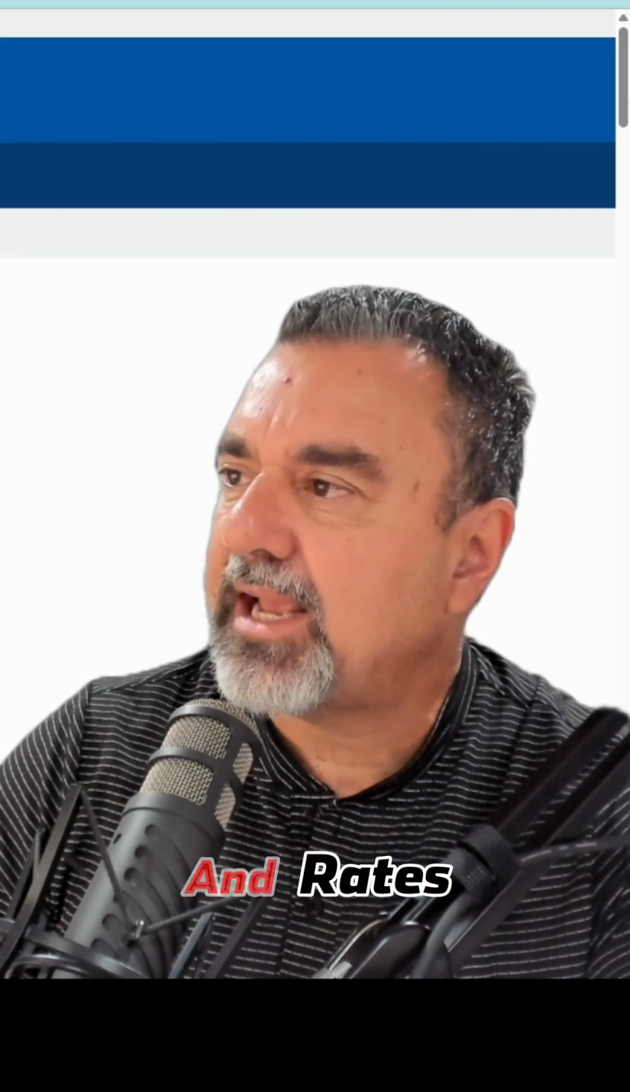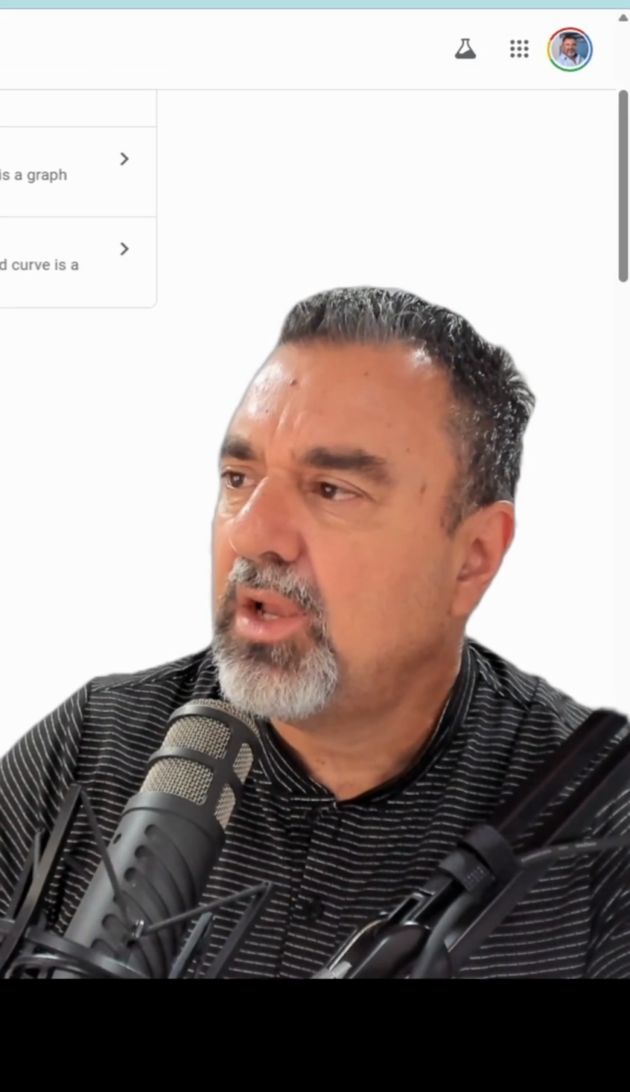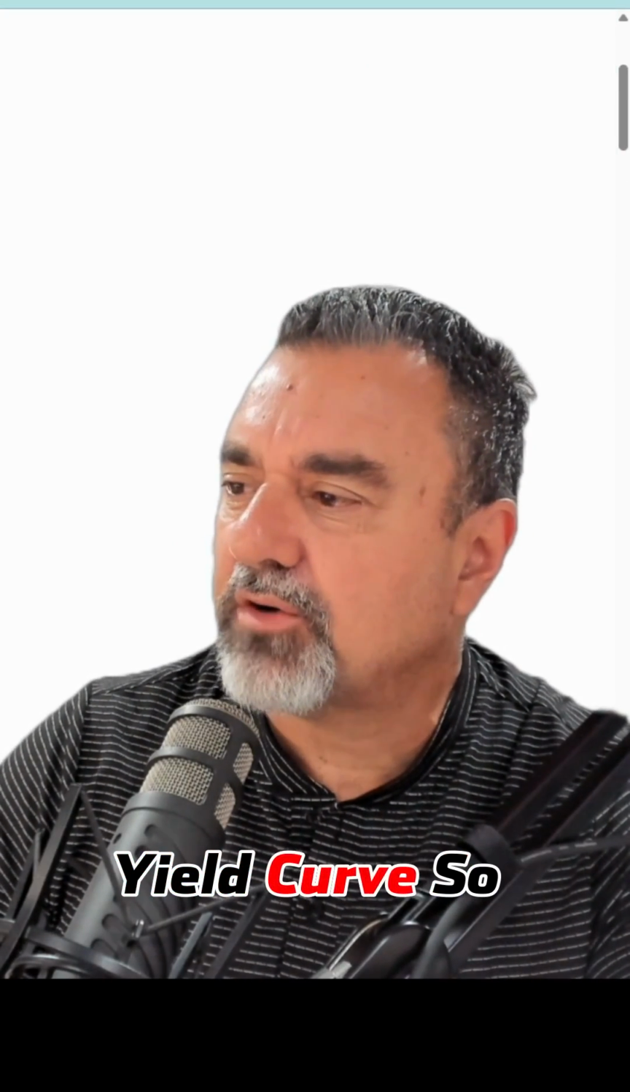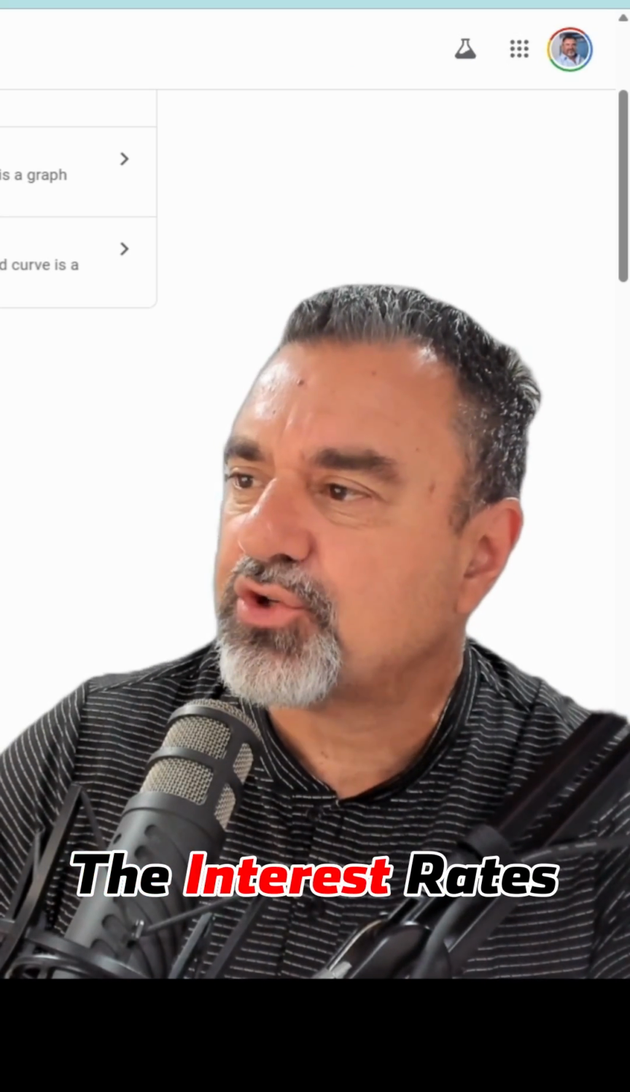Daily yield curves and rates. So let's see if this one will give it to us. No, that doesn't give us a yield curve. What I'm looking for is actually a yield curve, so you guys can understand how the front end of the interest rates are really tied by the Federal Reserve.